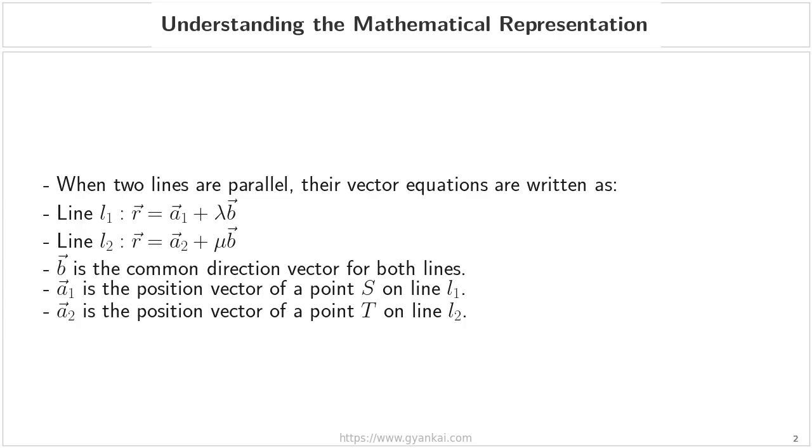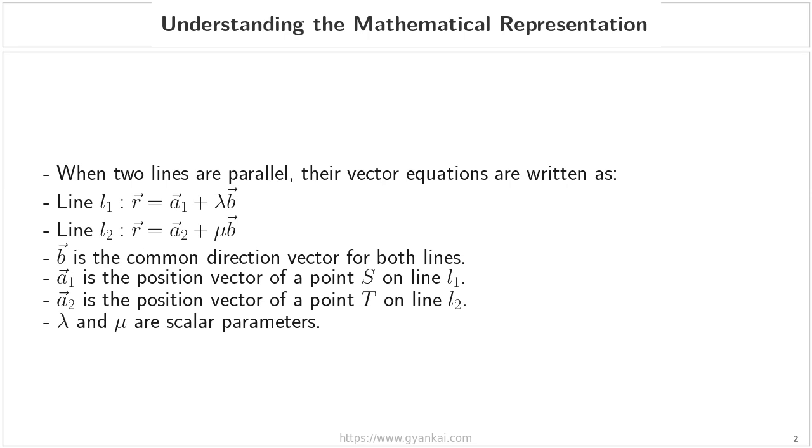To break this down further, let's define our components. The vector a1 is the position vector of a specific point, let's call it point S, located on our first line. Similarly, the vector a2 is the position vector of a point, which we'll call point T, on our second line.